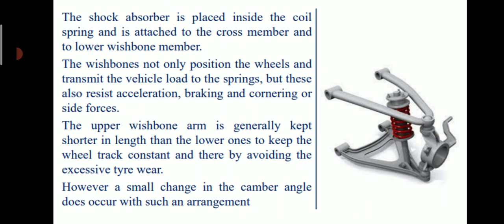The shock absorber is placed inside the coil spring and is attached to the cross member and to the lower wishbone member. Here you will see the location of the shock absorber. The wishbones not only position the wheels and transmit the vehicle load to the springs, but also resist acceleration, braking and cornering or side forces. The upper wishbone arm is generally kept shorter in length than the lower one to keep the wheel track constant and thereby avoid excessive tire wear. However, a small change in the camber angle does occur with such an arrangement.